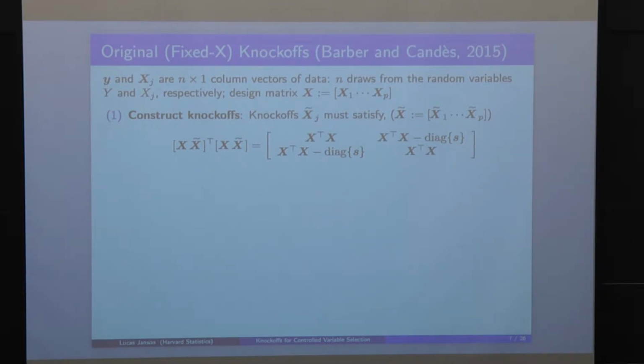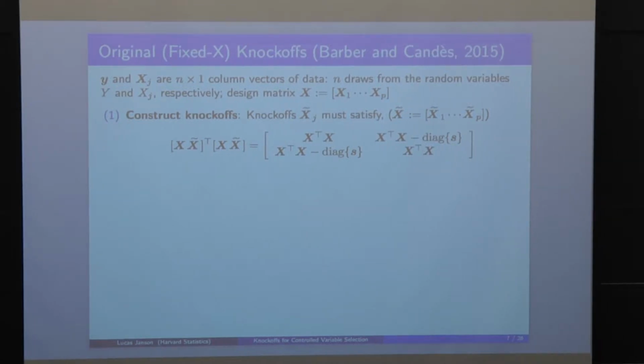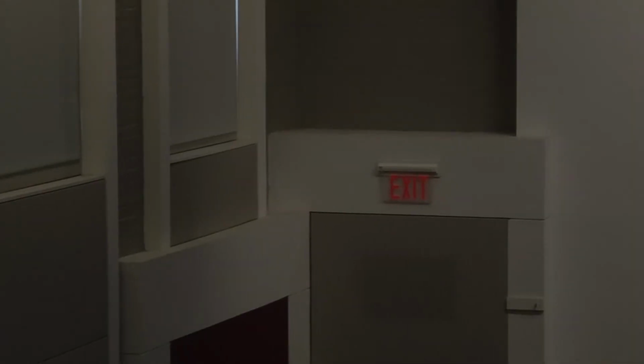And you want the two to be as different as possible so that you can distinguish the original variable from the knockoff variable. You're actually going to use the knockoff variable as something like a control for your original variable to really see which one is important.